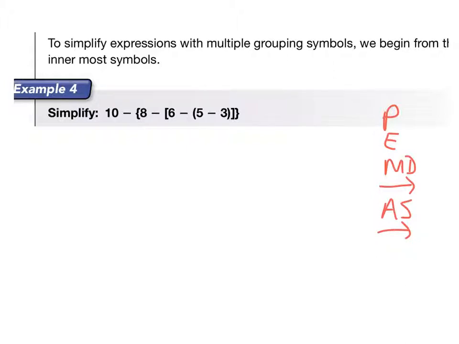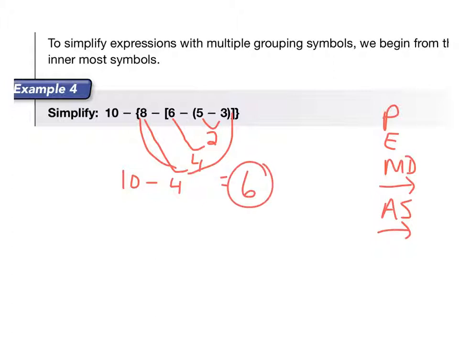If I have multiple parentheses, I do the innermost first. So the innermost would be that one. 5 minus 3 makes 2. Then I do the second innermost, 6 minus 2 makes 4. And then I have another set, which is 8 minus 4, which is 4. So all of this parentheses here just means 4. Then I take my 10, subtract the 4, and I get 6. And I never had to really do anything else other than that. So remember, innermost parentheses first.